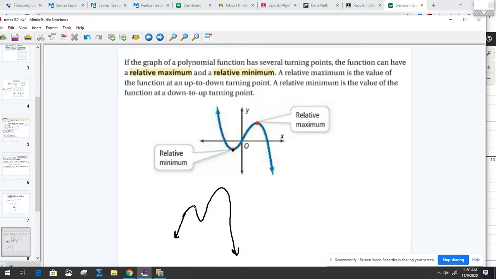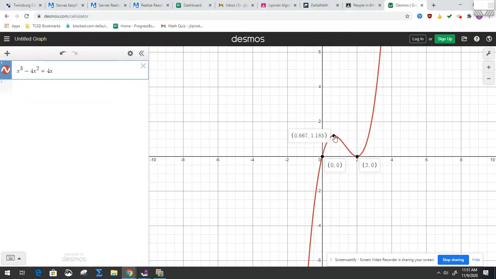okay, I would have a max, a min, a max, but this would actually be the max because it's the highest point, and this would be called a relative max. It's still a turning point that creates a high point, but it's not the highest point. Okay, so relative max and relative min, and again, in Desmos, they're really simple to find. You just click on them and they show you where the relative max and where the relative min are.